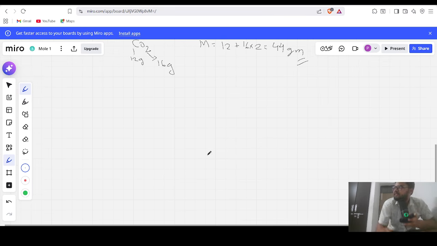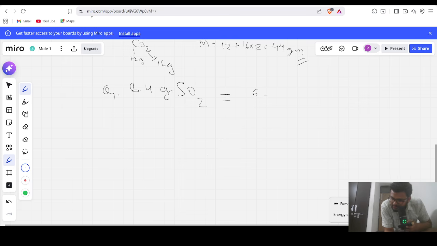Moving ahead, first of all, questions. Question number 1: you have to calculate the number of moles in 6.4 gram SO2. This is 6.4 divided by 64, the molar mass of SO2, which is 0.1. Like that, the question will become. We will take more questions and more concepts in the next classes.